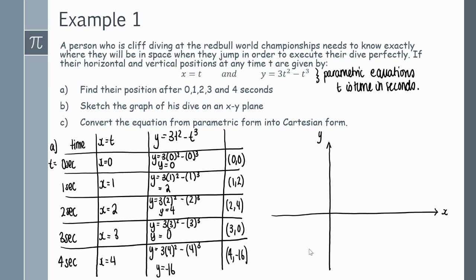Let's sketch it on a graph. For 0 seconds, the person is at the origin. For 1 second, the person is 1 meter across, 2 meters up, so they're trying to climb up to their cliff. I'll draw this one in black because it's a bit hard to see in yellow. After 2 seconds, the person is now 2 meters to the right and 4 meters up. So they're probably at the top of the cliff that they're going to jump from.